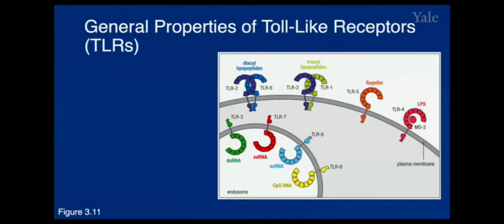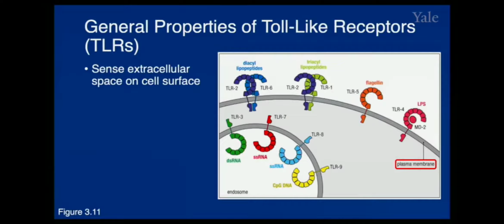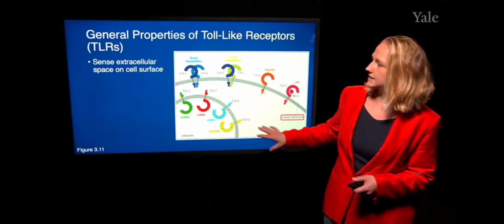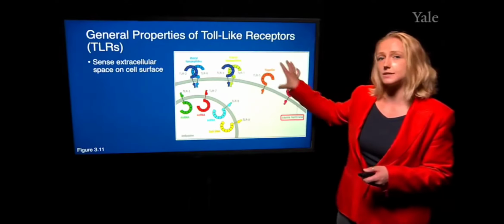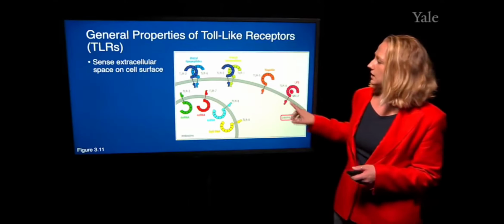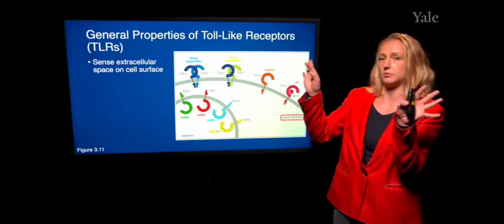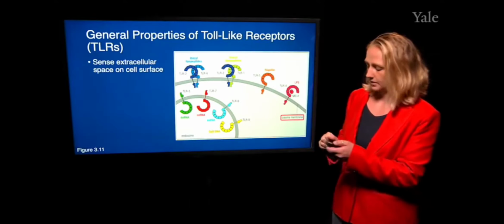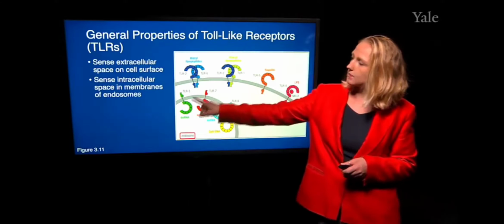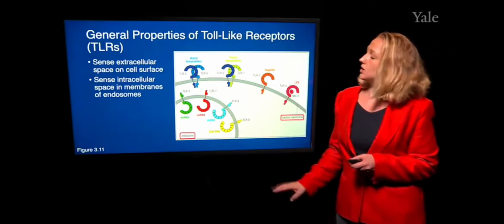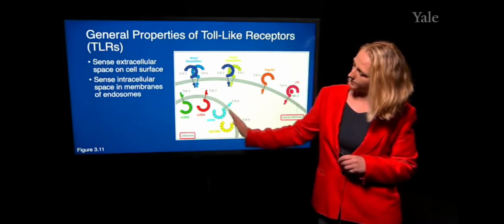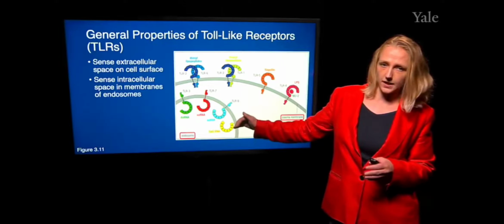First, here's a schematic of TLRs on a cell surface. They can sense extracellular space if they're expressed on the cell surface here. You can see that they're on the plasma membrane, and they're facing out of the cell, able to sense the extracellular environment. They can also sense intracellular space when they're on the membranes of what are called endosomes. So here's the endosome. And here you can see the membrane of the endosome, and the TLRs face the intra-endosomal space.